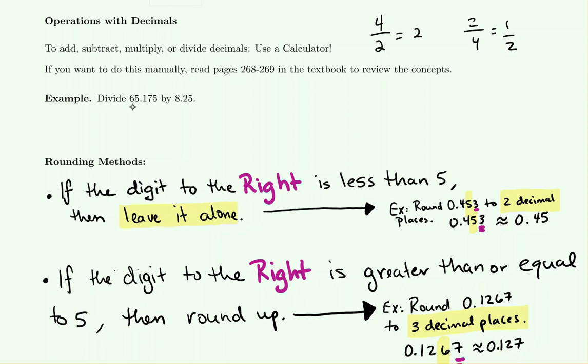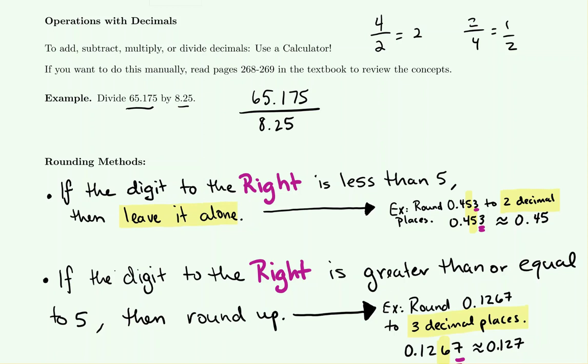With our first example, we're asked to divide 65.175 by 8.25. Whenever it's phrased divide this by this, the number that comes first is in the top of the fraction. The number that comes second is in the bottom of the fraction. And whenever you're asked to divide something with decimals like this, it's just a case for your calculator.